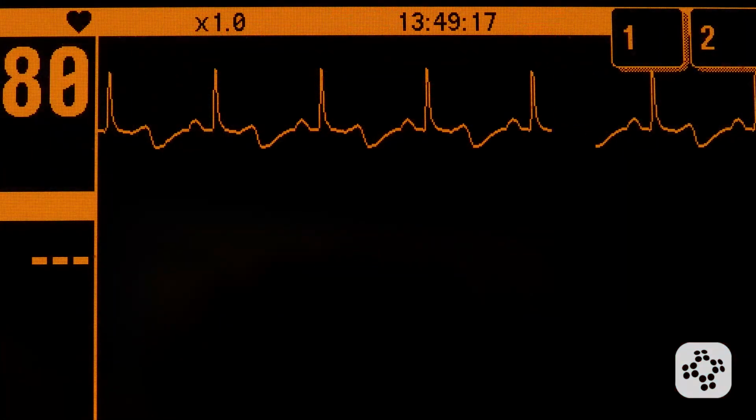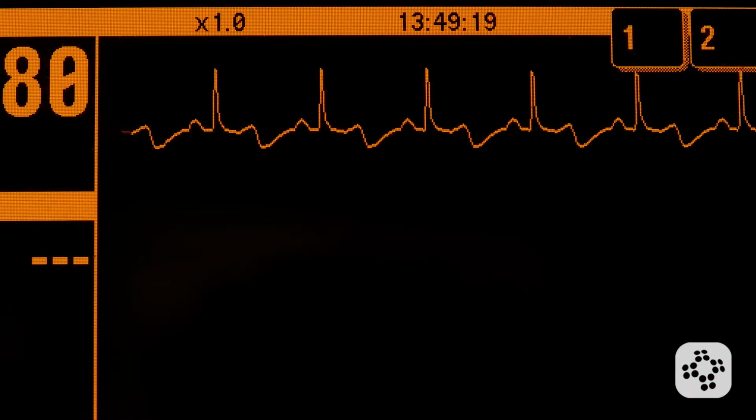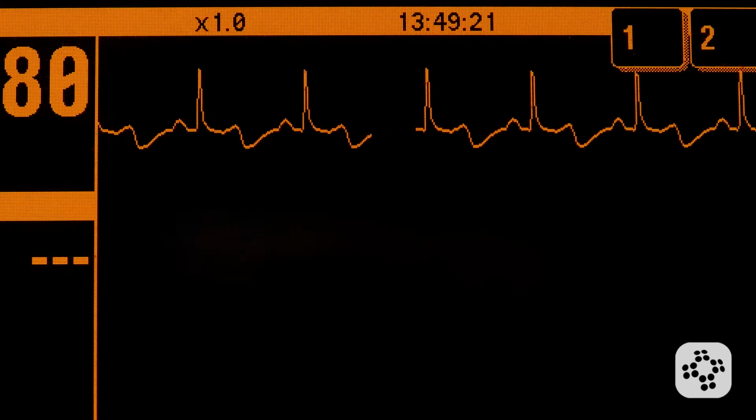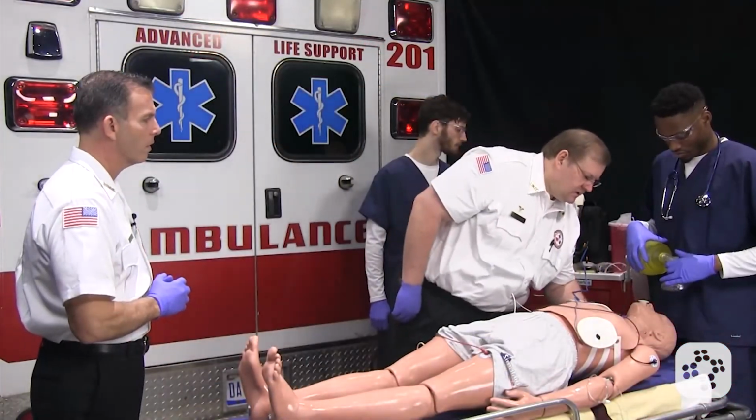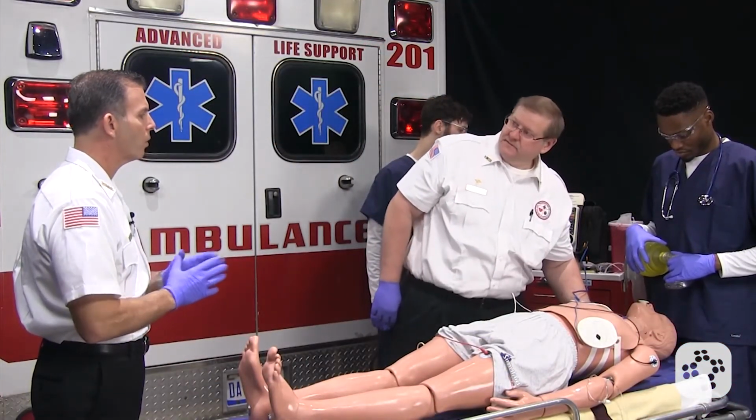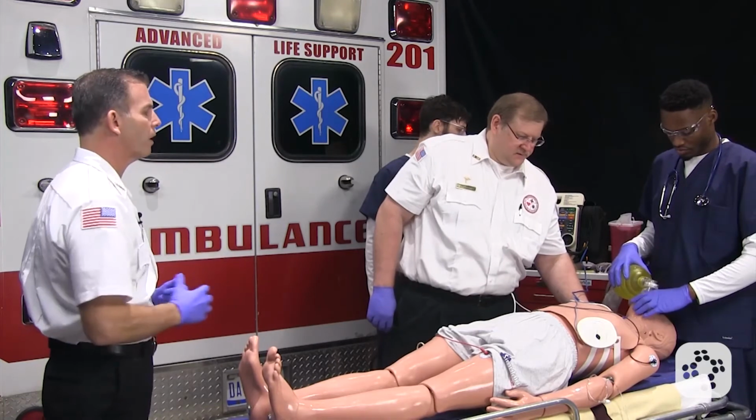Before resuming CPR, a look at the monitor reveals persistent VFib. Another shock with a monophasic defibrillator is given at 360 joules. This time when the monitor is checked, a sinus rhythm is evident. A pulse should be checked to make sure that we have a perfusing rhythm. In our scenario, the patient has a pulse, but he's still not breathing. Breaths should continue at 1 breath every 5 seconds.